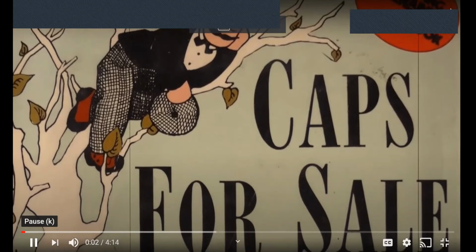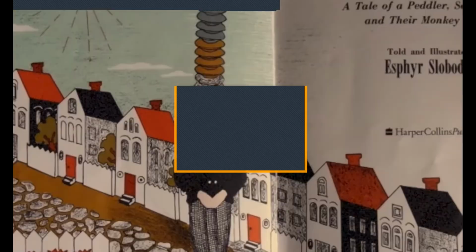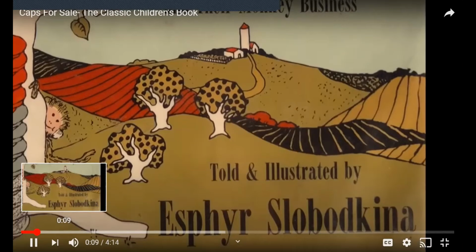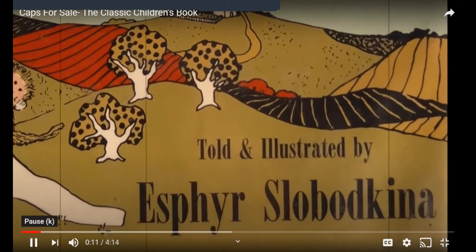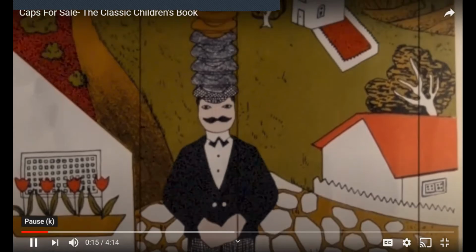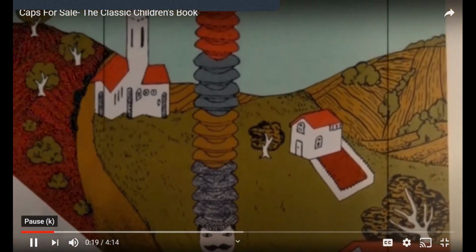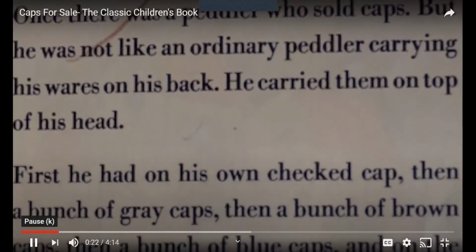Caps for Sale. A tale of a peddler, some monkeys, and their monkey business. Told and illustrated by Esfir Slobodkina. Once there was a peddler who sold caps, but he was not like an ordinary peddler carrying his wares on his back. He carried them on top of his head.